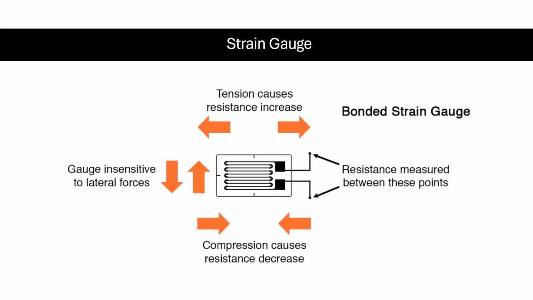Now let us come to the main topic, which is strain gauge. The image which you are seeing in front is the image of a strain gauge, a diagram of a strain gauge to be precise. Strain gauge is a sensor whose resistance varies with applied force. It converts force, pressure, tension, weight, etc. into a change in electrical resistance, which can then be measured.